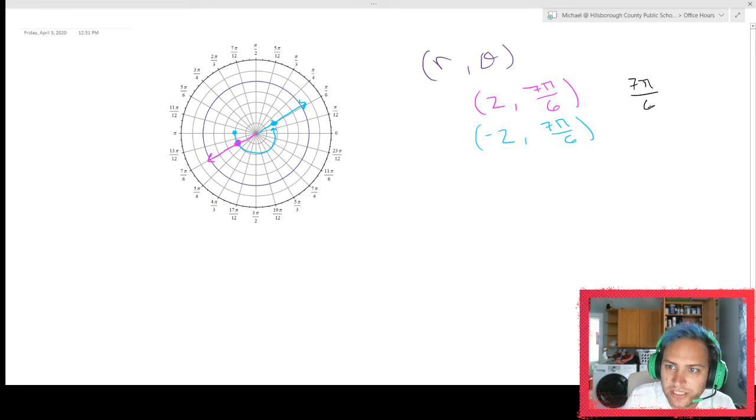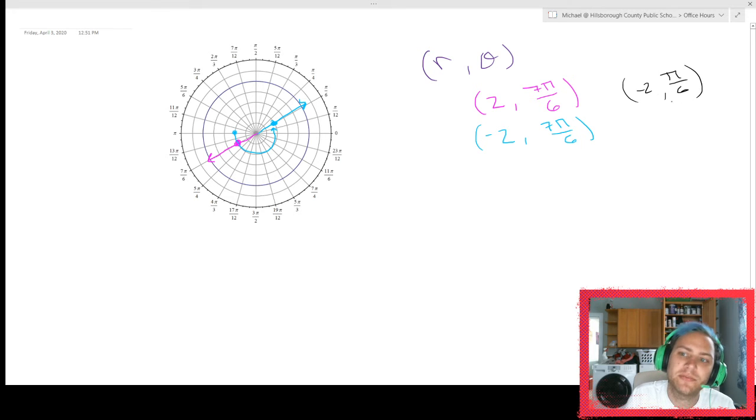7 pi over 6. And let me clarify that better. If we wanted this to be in the same spot, we would change it to a negative, and then we would subtract pi or add pi to this. So we could subtract pi, and if you took 1 pi away from 7 pi over 6, you'd end up with 1 pi over 6, right?